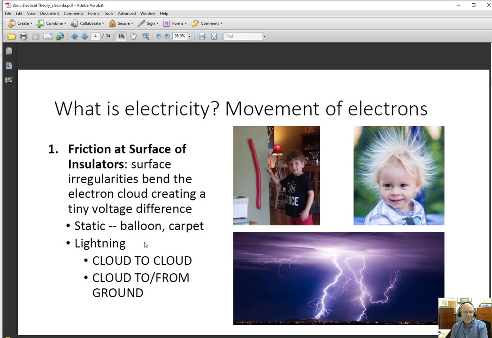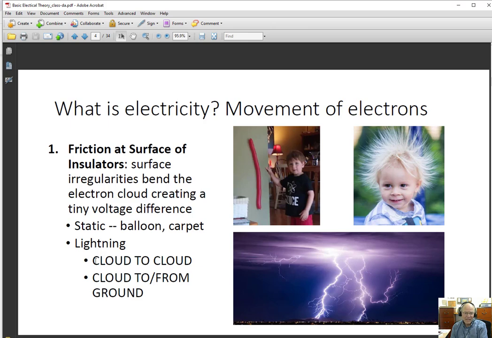Another place, so balloons and carpets, but the place with the most powerful electrical force known is lightning. And lightning is also the result of friction. During storms there's so much turbulence in the clouds that the water droplets are rubbing up against each other. And those water droplets end up transferring electrons until you get such a heavy load of electrons that they just have to be discharged somewhere.